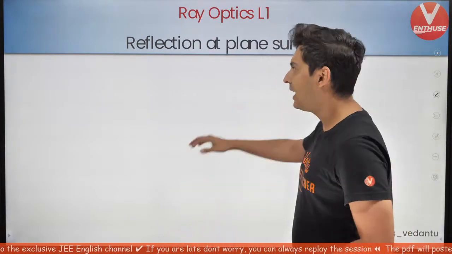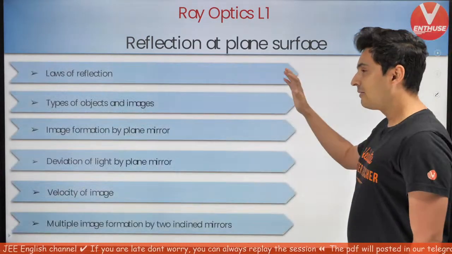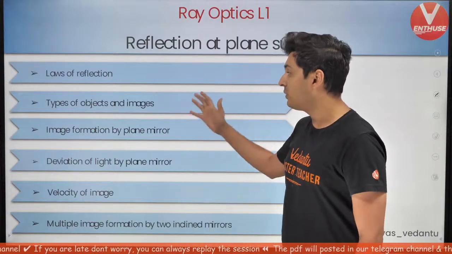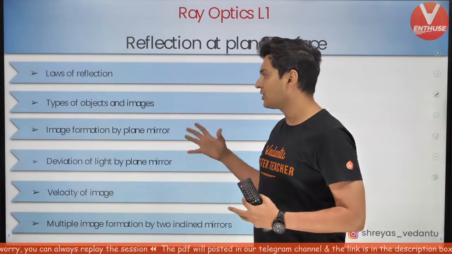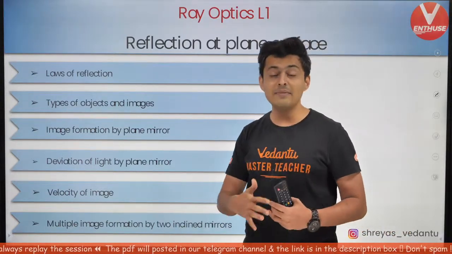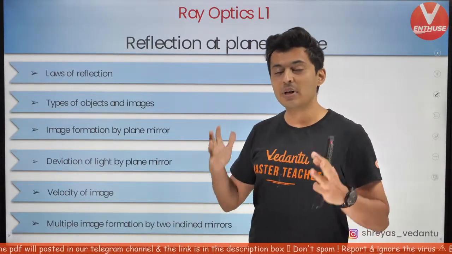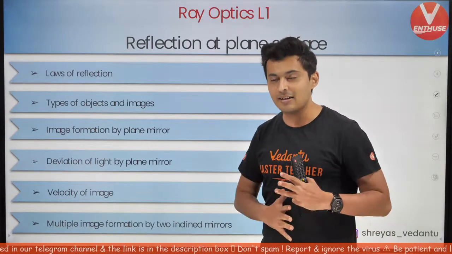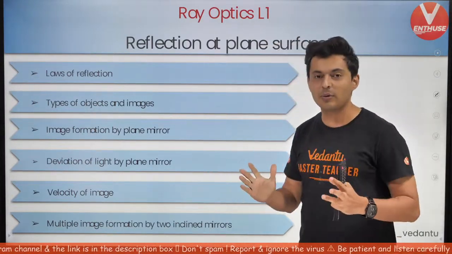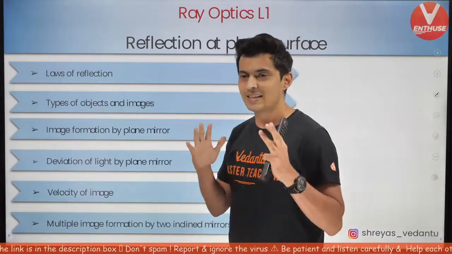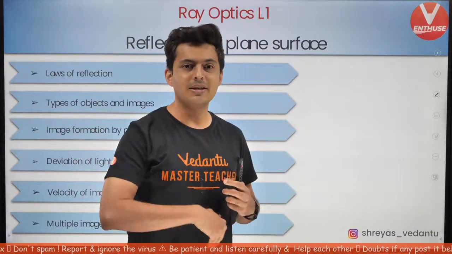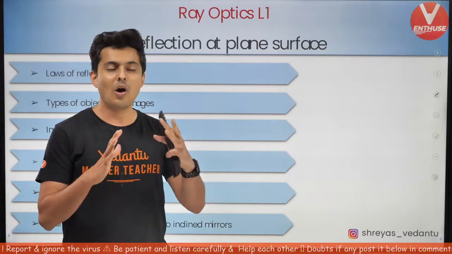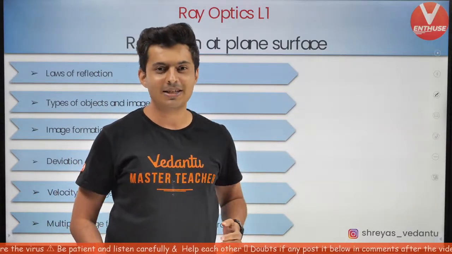So, what are we going to see today in lecture 1 of ray optics? We are going to see the laws of reflection. Then we are going to go to the types of objects, the images in detail, and some really interesting questions with image formation, deviation of light, with multiple mirrors, single mirror, also objects moving, mirrors moving. In fact, they will also be moving at angles, and then also multiple images formed with multiple mirrors. All of this in today's class, and next class will be on curved mirrors, and then we'll go to refraction and lenses, prisms, all of this in your favorite channel, JEE Enthuse.